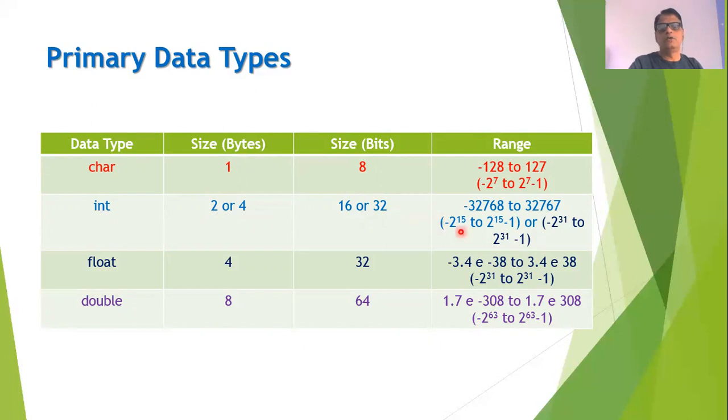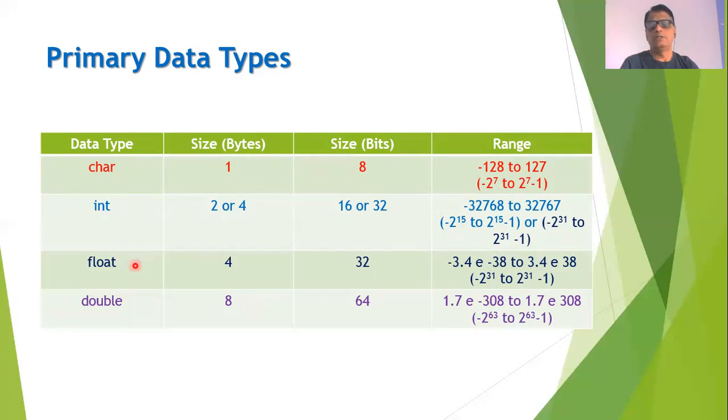So the range for the integer data type is from minus 2 raised to 15 to 2 raised to 15 minus 1 if your machine is reserving only 2 bytes or 16 bits. And if your machine is reserving 32 bits, then the range of the numbers gets enhanced and it becomes minus 2 raised to 31 to 2 raised to 31 minus 1. That is, a large set of integers can be handled by using this data type.